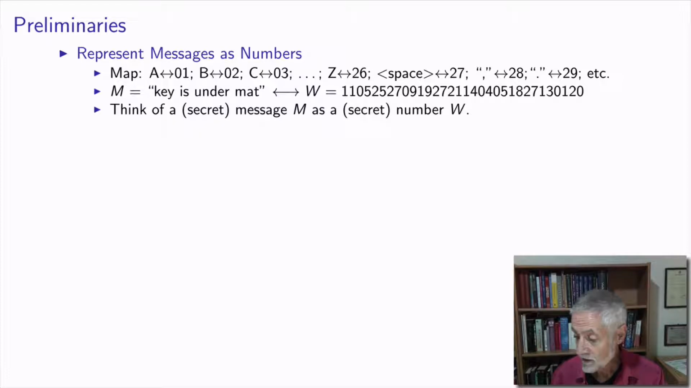So, for example, if we take this message here, "key is under mat, high security message", then that would translate into this number here, W, because K is the 11th letter of the alphabet, E is the 5th letter of the alphabet, 05, Y is the second last letter of the alphabet, so that's 25, and so on. So now we can think of our message M as a number W, or our secret message M as a secret number W. The problem now then is to encrypt the number W rather than the original message M.